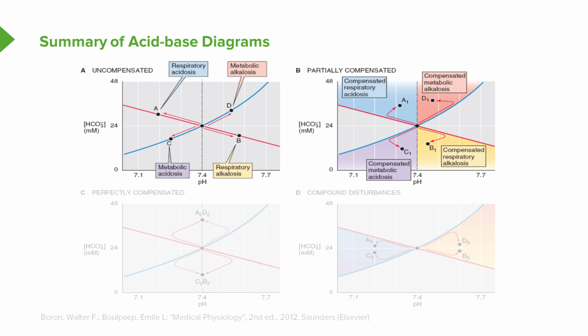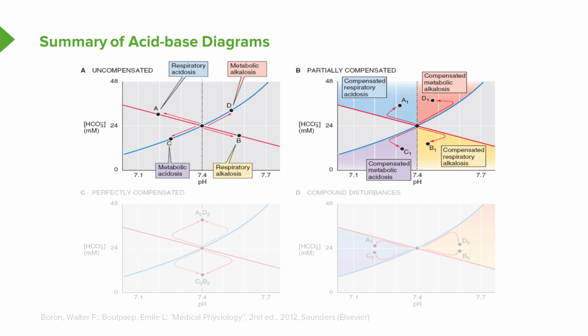So if you have a respiratory acidosis, you try to fix it with a metabolic alkalosis. If you have a metabolic acidosis, you try to fix it with a respiratory alkalosis. If you have a metabolic alkalosis, you try to fix it with a respiratory acidosis. And finally, if you have a respiratory alkalosis, you try to fix it with a metabolic acidosis.